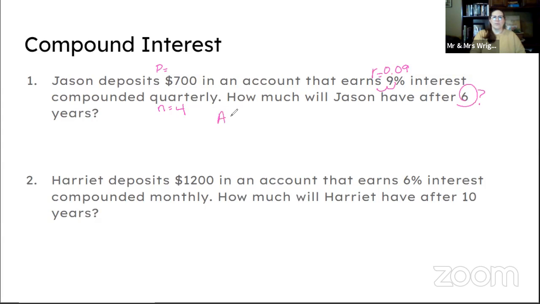All right, so let's write the problem. A equals 700 times (1 plus the rate 0.09 divided by N, which was 4) to the N times T. So the question is, how much will he have after 6 years? So what am I going to plug into my calculator? I'm going to do 700, open parentheses, 1 plus 0.09 divided by 4, close parentheses, caret, open parentheses, 4 times 6, close parentheses, hit enter.